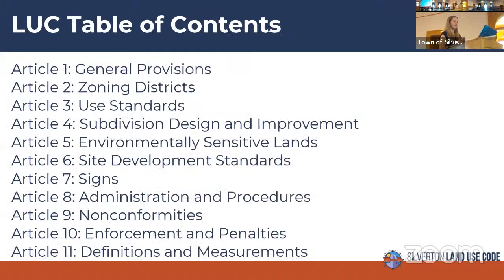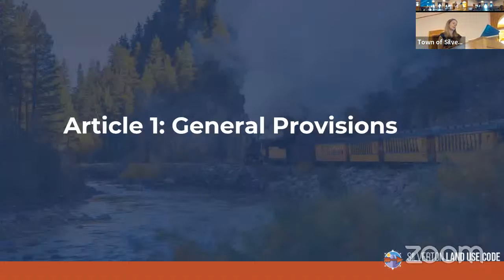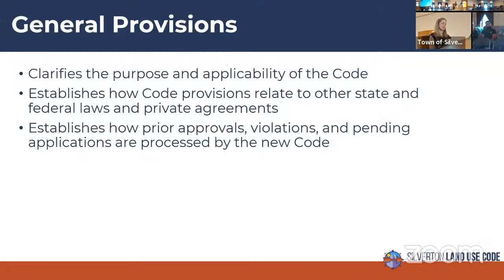Next slide. So this is the full table of contents of the land use code. It consists of 11 articles. And so what this presentation is going to do is walk through these articles one by one and give a basic explanation of what the article is and any significant updates we have made to it. Next slide. So starting with the general provisions. Next slide, please.